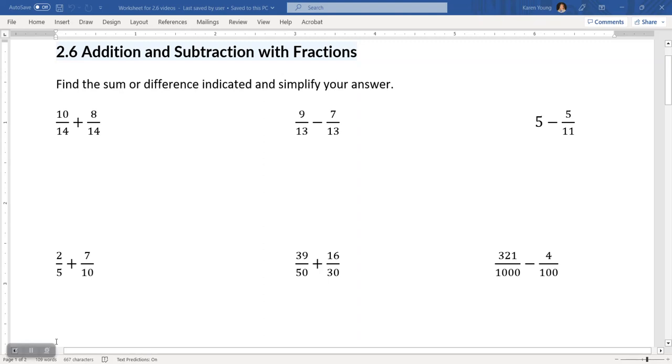Okay, for this video, we're going to be adding and subtracting fractions. We're going to start with just adding and subtracting fractions with common denominators. The main thing you need when adding or subtracting fractions is you need the denominators, or the bottom numbers, to be the same.